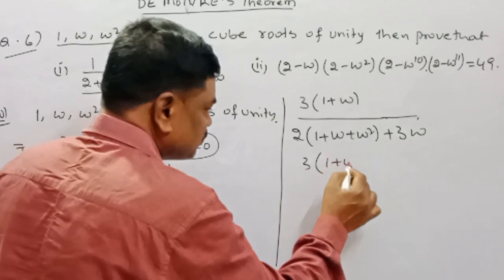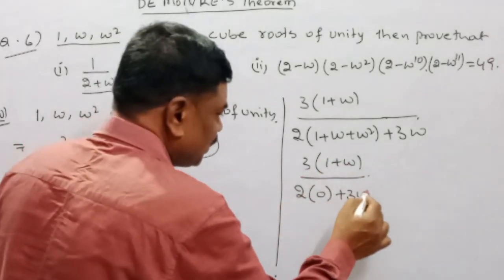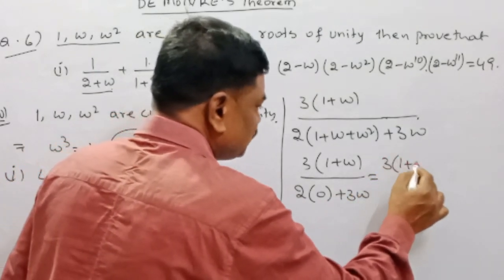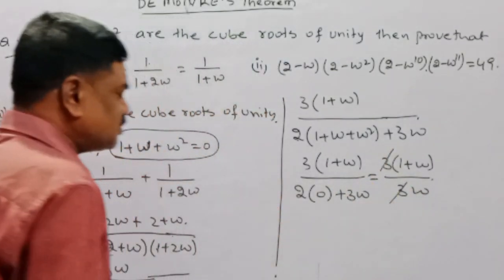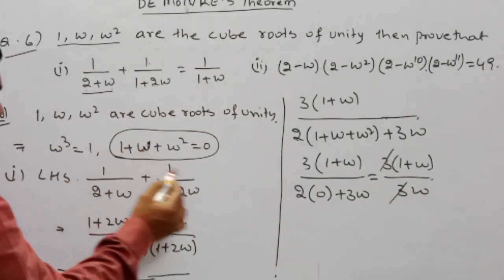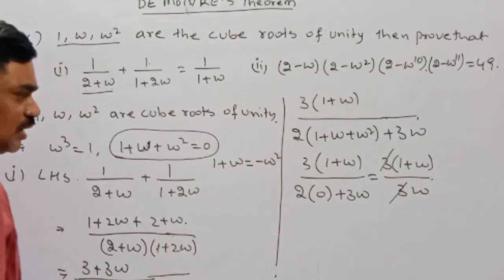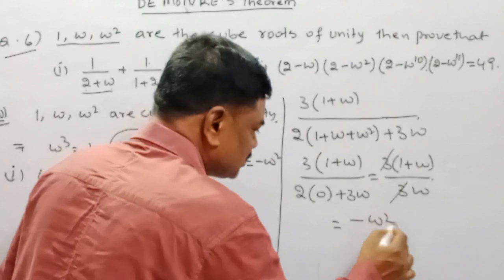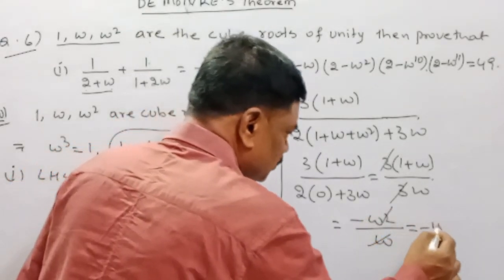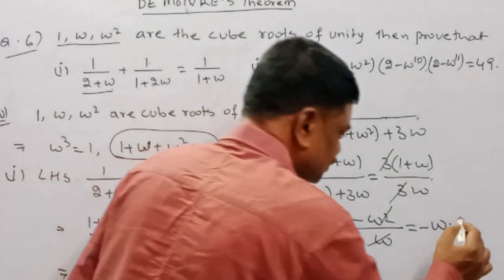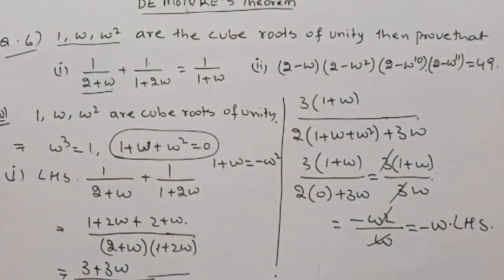3 times (1 plus omega) by (2 times 0 plus 3 omega) is equal to 3 times (1 plus omega) by 3 omega. This one cancels. But 1 plus omega is equal to what? 1 plus omega is equal to minus omega square. So minus omega square by omega, omega cancels, minus omega. This is the LHS. Minus omega is the LHS.